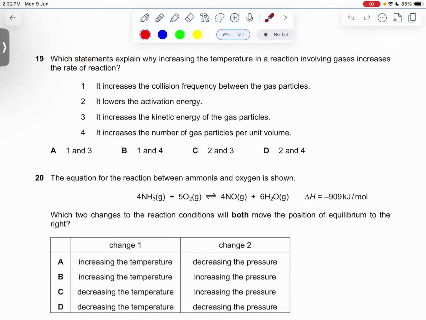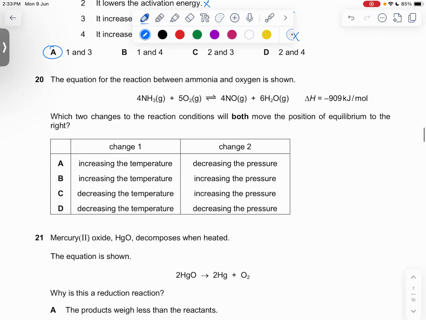Which statement explains why increasing the temperature in a reaction involving gases increases the rate of reaction? Increases the collision frequency between gas particles. That is true. It lowers activation energy. No, that is what a catalyst does. It increases the kinetic energy of gas particles. That also seems to be correct. It increases the number of gas particles per unit volume. Does it? We're not increasing the pressure, are we? We're not making the volume smaller. So this should not be considered correct. So for 19, the answer should be 1 and 3.